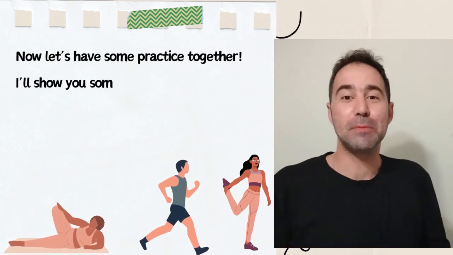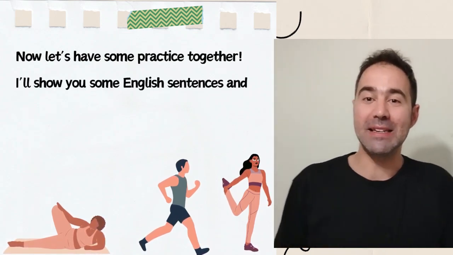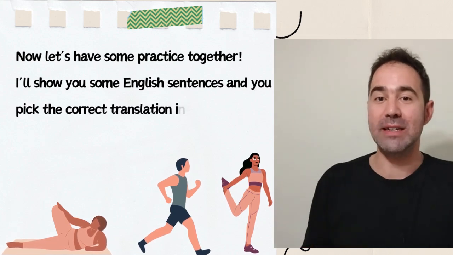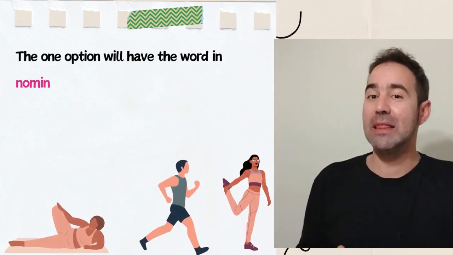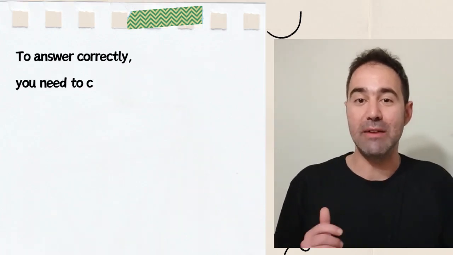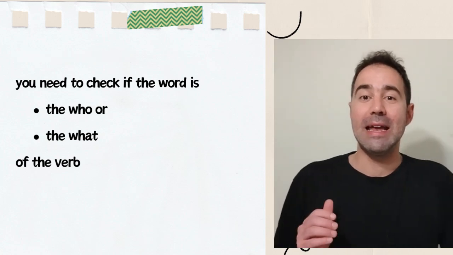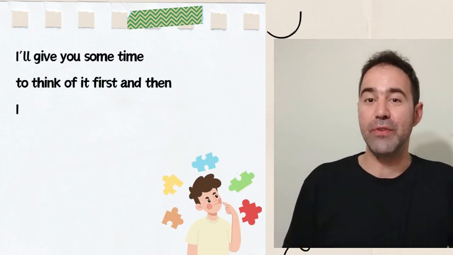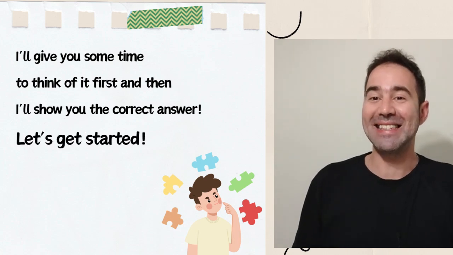Okay, now let's practice. Let's have some practice together. I'll show you some English sentences and you pick the correct translation in Greek. One option will have the word in nominative and the other in accusative. To answer correctly, you need to check if the word is the who or the what of the verb. I'll give you some time to think of it first and then I'll show you the correct answer. Let's get started.